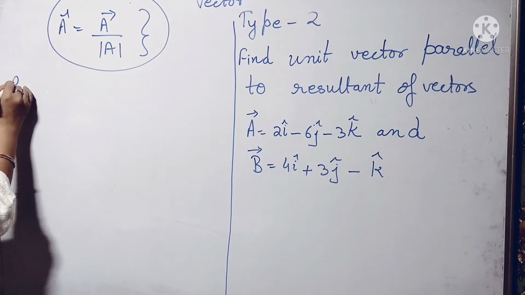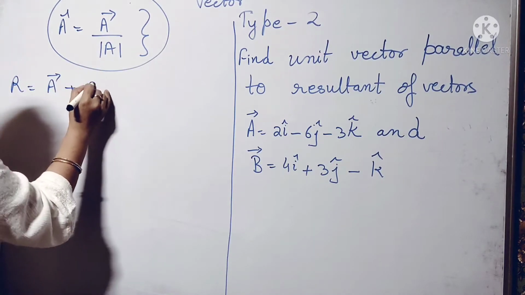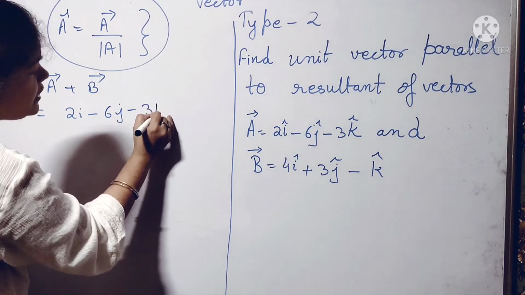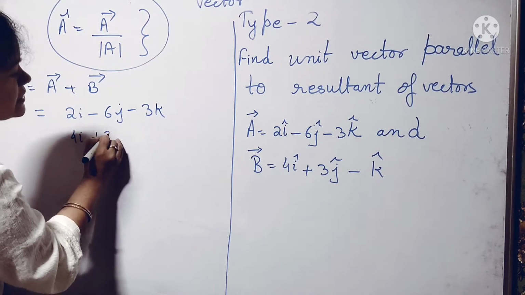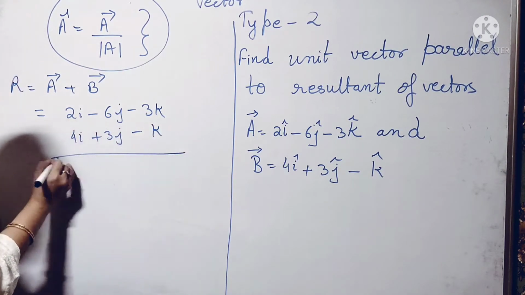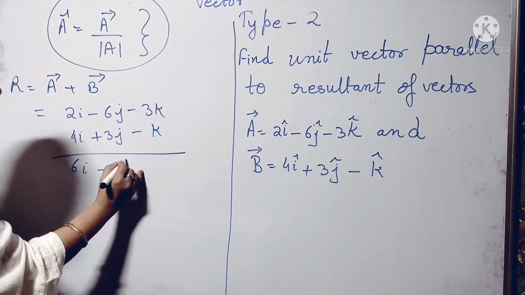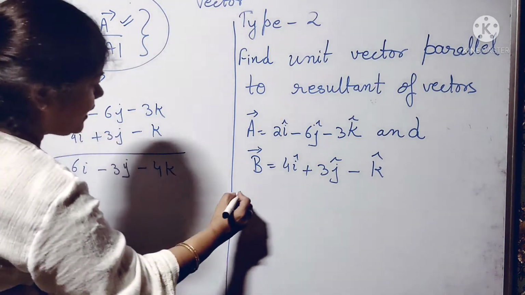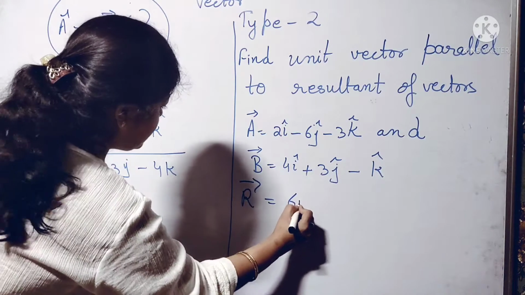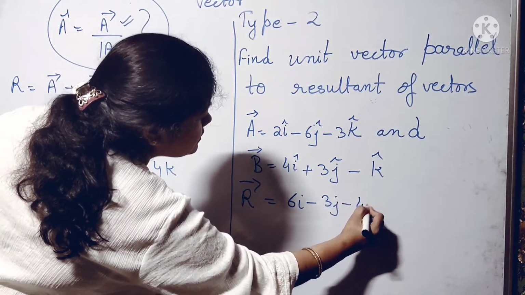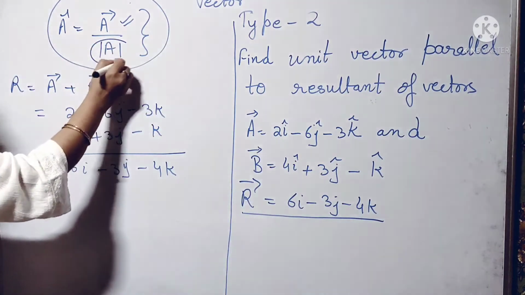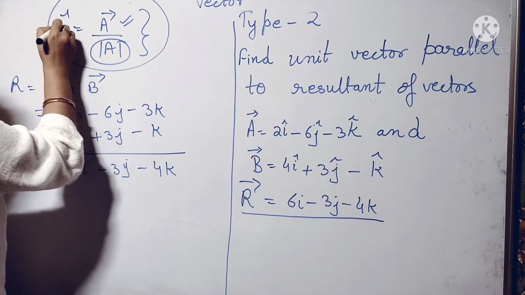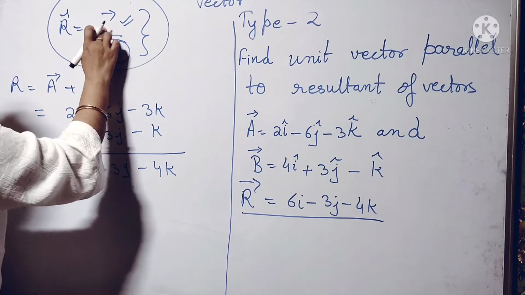So firstly we find the resultant, which is equal to vector A plus vector B, which is equal to 2i minus 6j minus 3k plus 4i plus 3j minus k. So which is equal to 6i minus 3j minus 4k. So this is the vector which we write over here, the resultant 6i minus 3j minus 4k. Now mod of A, that means mod of R, we have to find. You can also convert in this way, so it is easy to apply.